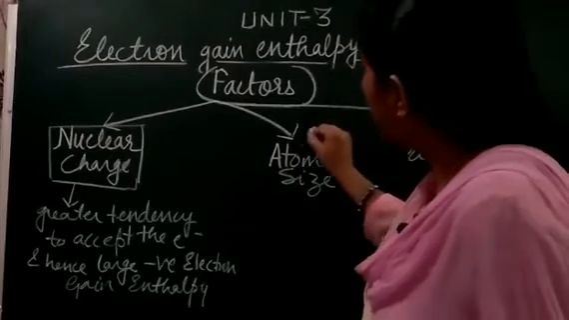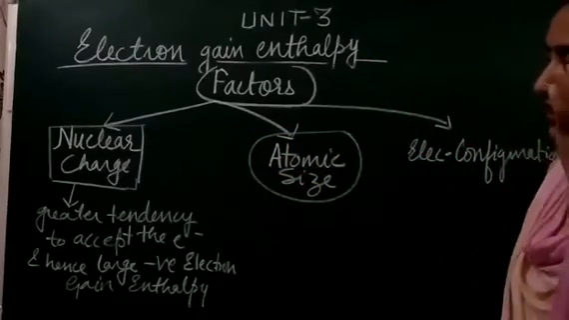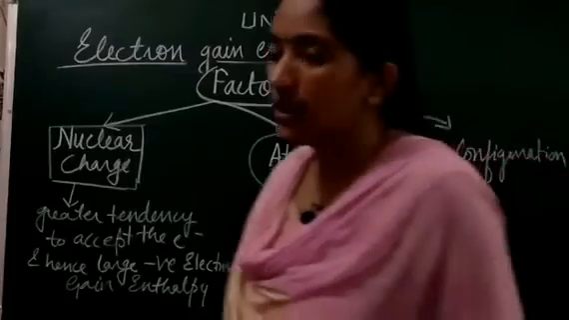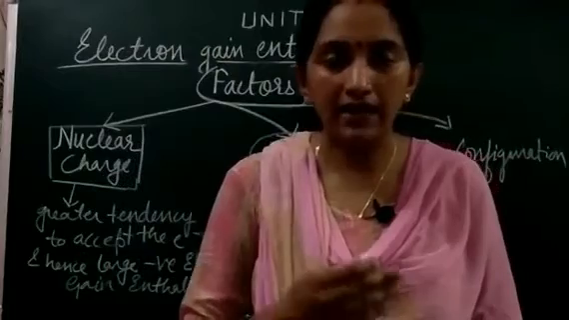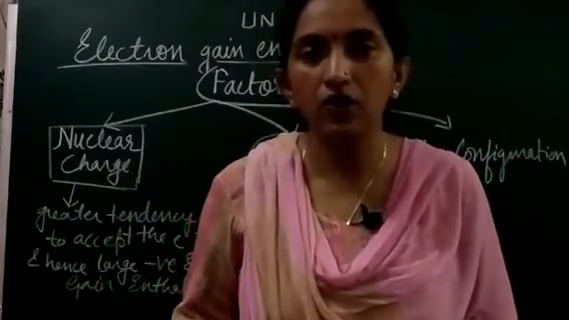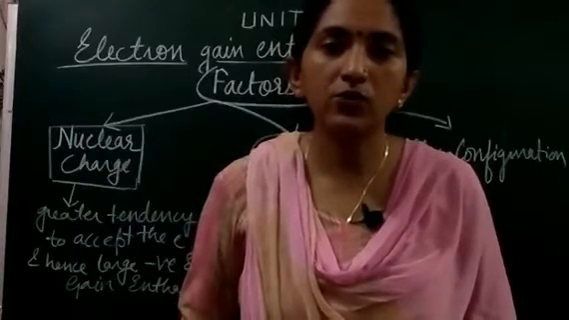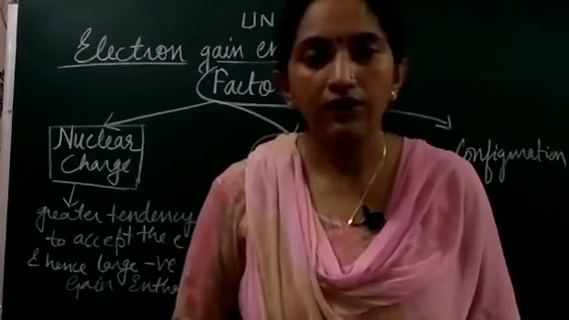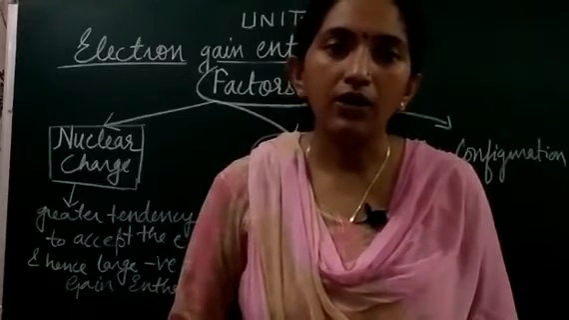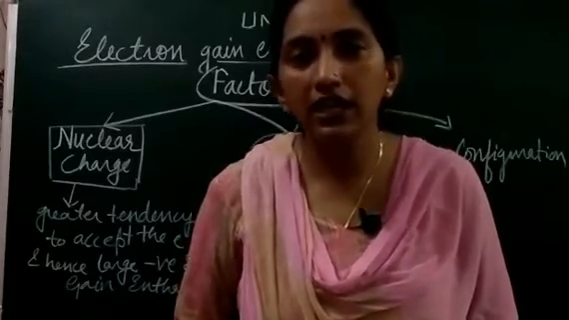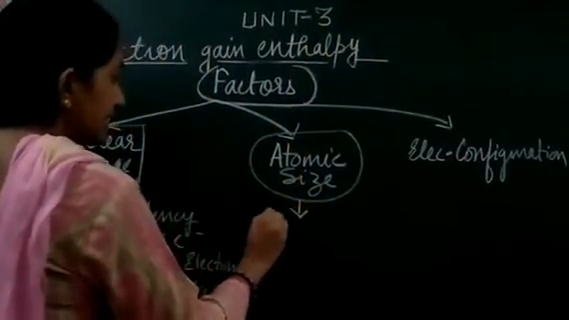Now, the second factor is the atomic size. If the size of an atom increases, then the distance of that incoming electron from the nucleus is going to increase. Hence, it will experience less force of attraction, and therefore the atom will have a lower value of negative electron gain enthalpy.